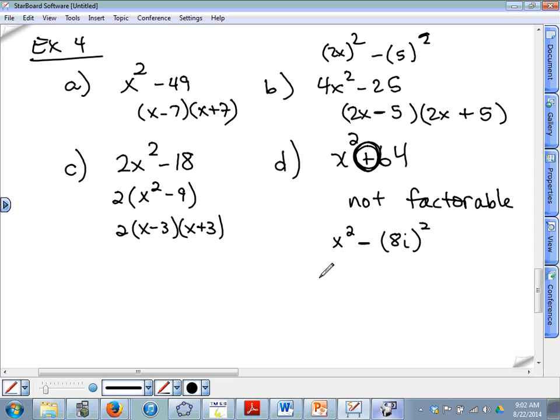So these two expressions are equivalent. I know it's kind of hard to see right now. We're kind of pushing the boundaries, but this now could be factored using the difference of squares pattern, x minus 8i and x plus 8i. So it's not factorable on the real number system. It is factorable on the imaginary number system. Anyway, you won't see anything like this on your homework, but that is coming up later in the term at some point. So anyway, that is that.